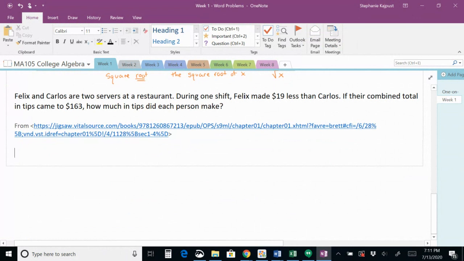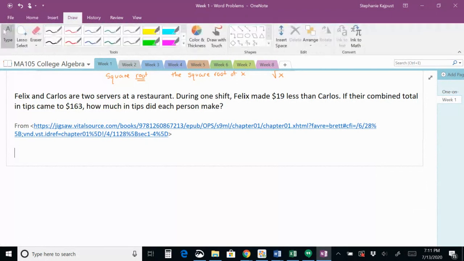So I read the question out loud or in my head, and I just make sure I read through it. And I've got two people going on here, and we need to know how many tips each person made. So we need to know how many tips Felix had and how many tips Carlos had. So I start by just assigning those variables. So I try to make my letters make sense.